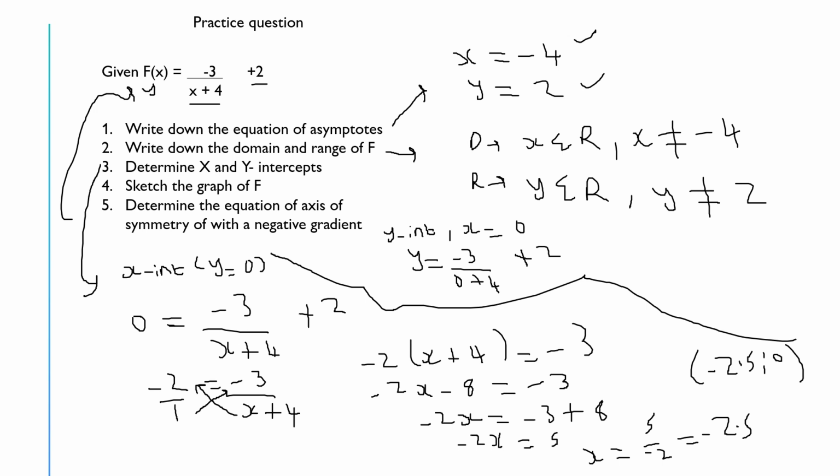So it will be minus 3 divided by 4 plus 2, which is 1.25. So it's 1.25 as your y answer. So meaning now the y-intercept coordinate, remember x must be 0, so it will be 0 and 1.25 as our coordinate.